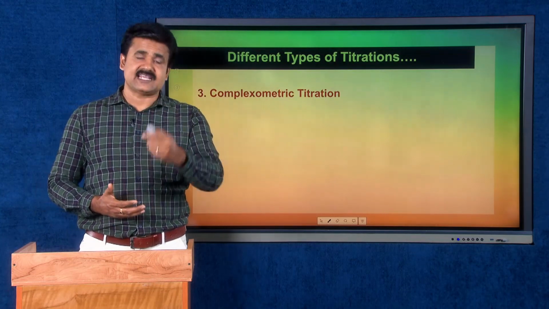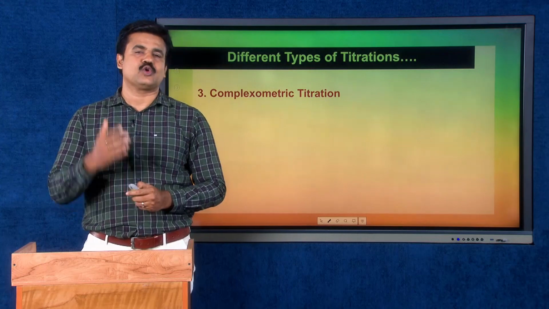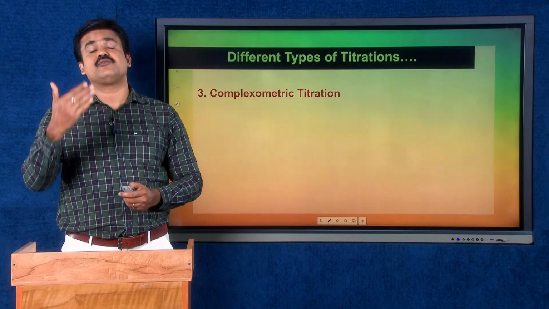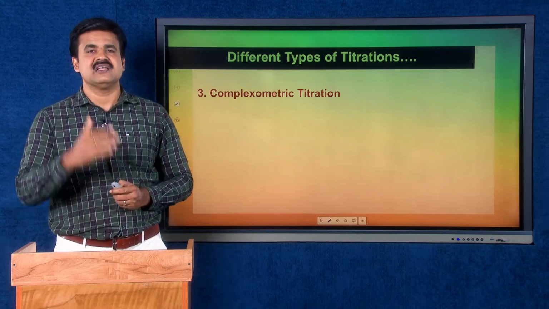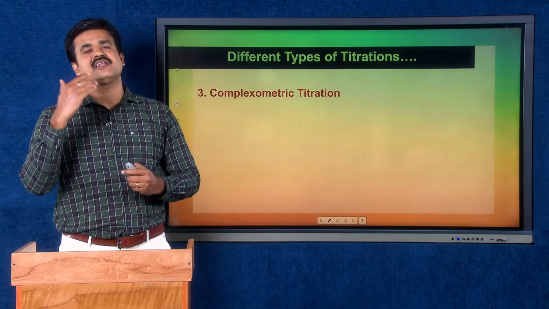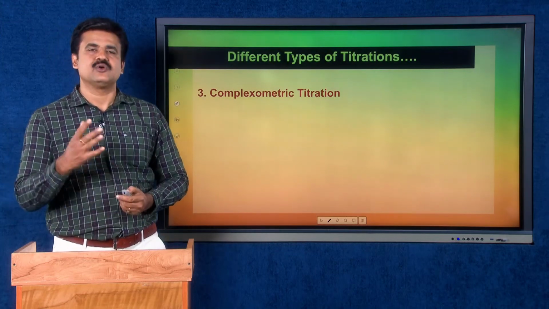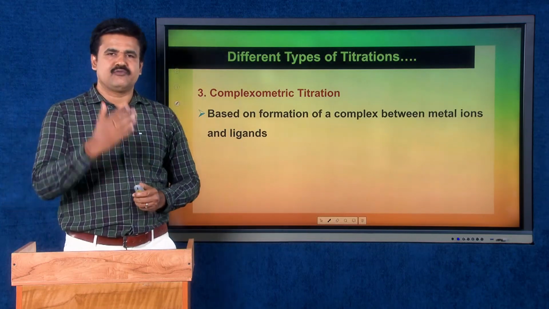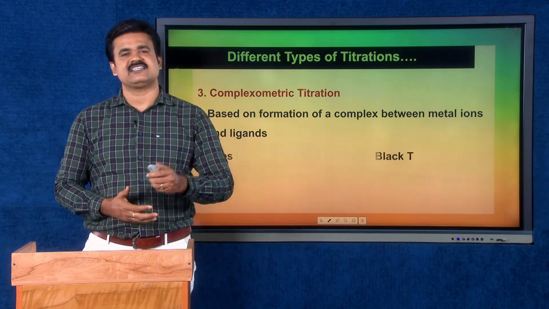Now, the third category of titration is complexometric titration. As the name indicates, in complexometric titration, there occurs some complex formation. That means there occurs the formation of a coordination complex. For the formation of the coordination complex, there must be metal ions as well as ligands. In complexometric titration, the most popularly used ligand is a chelating ligand, ethylene diamine tetraacetic acid or EDTA. So, in complexometric titration, there occurs a complexation reaction, and the formation of a complex between metal ions and ligands is the basis of complexometric titration.